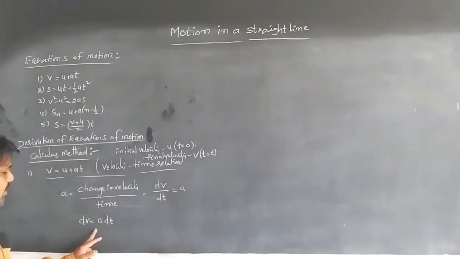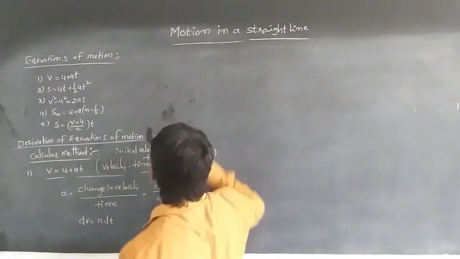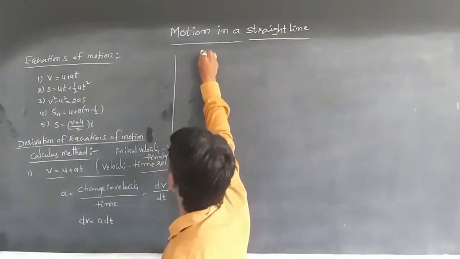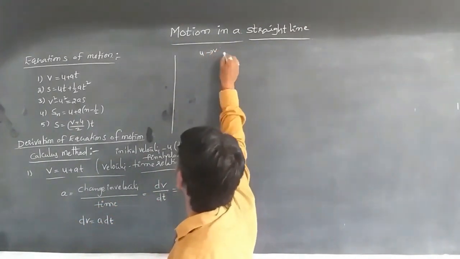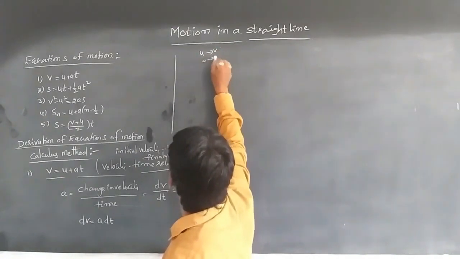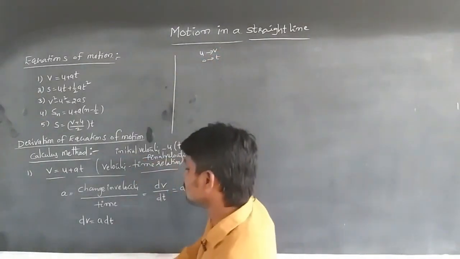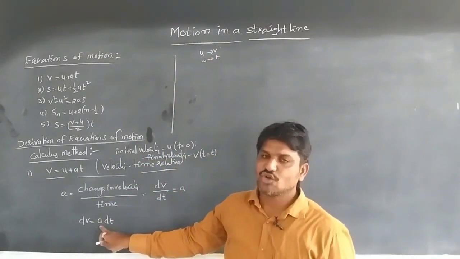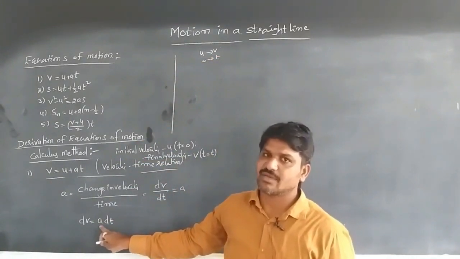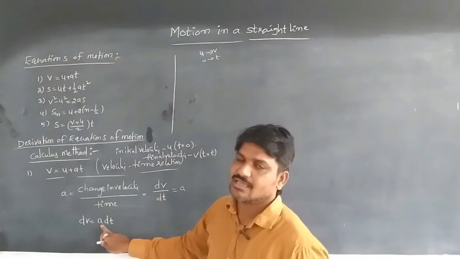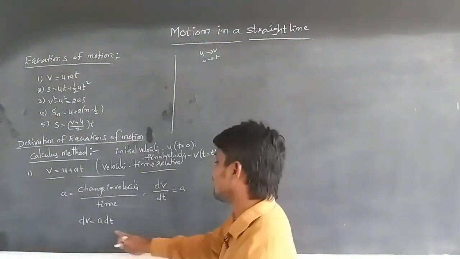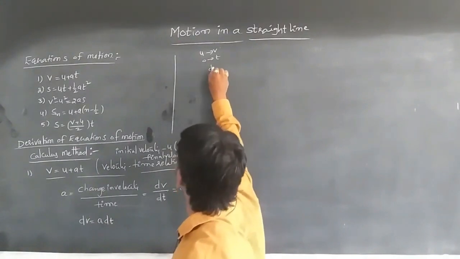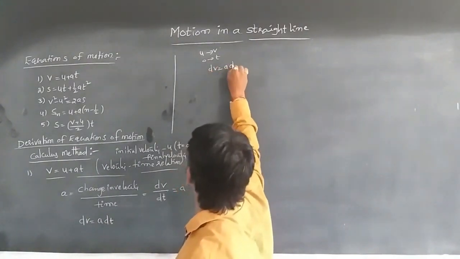dv is equal to a into dt, where the velocity changes from u to v and the time changes from 0 to t. The body is moving with uniform acceleration, which means the acceleration is constant. If we differentiate a constant it becomes 0, so it can't be integrated like the variables. So we integrate on both sides of dv is equal to a dt.